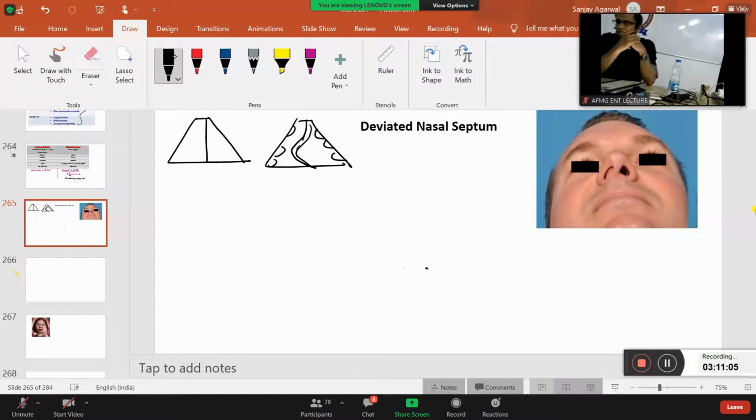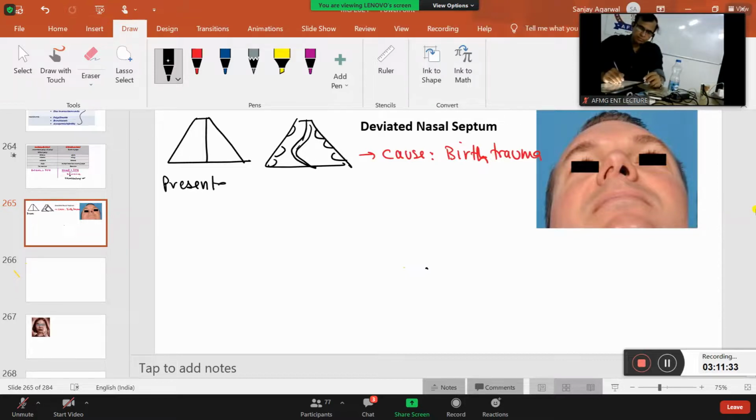The cavity on one side is larger, and on the other it is smaller. So what is the most common cause? Birth trauma. Trauma at the time of birth, basically, is the most common cause of DNS. And what is the main presentation? Nasal obstruction, or blockage, obviously.